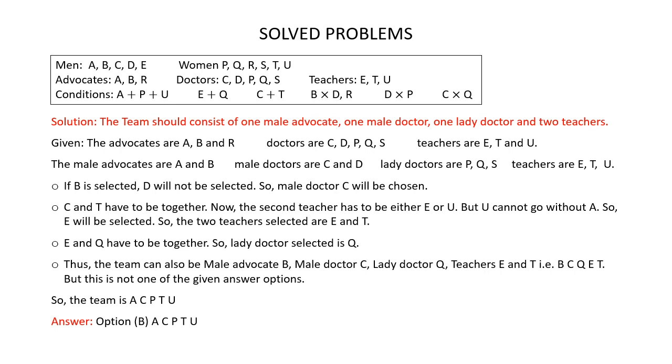So now we know that if male advocate A is selected, then the team would be ACPTU, and if male advocate B is selected, the team would be BCQET. But when you look at the given answer options, you'll see that BCQET is not given. But you will find that the option ACPTU is there in the given answer options. So we have to select the team as ACPTU. The correct answer is option B, ACPTU.